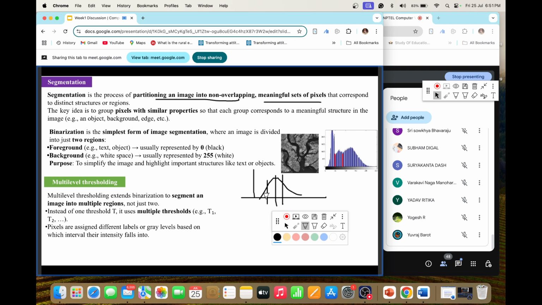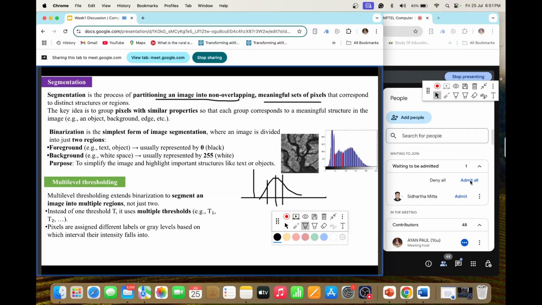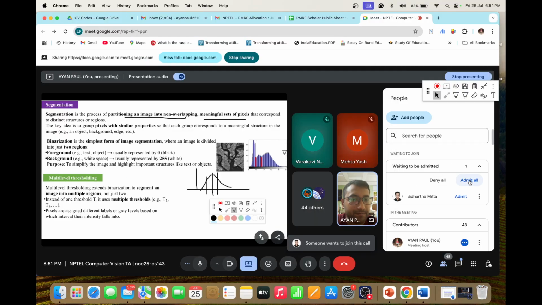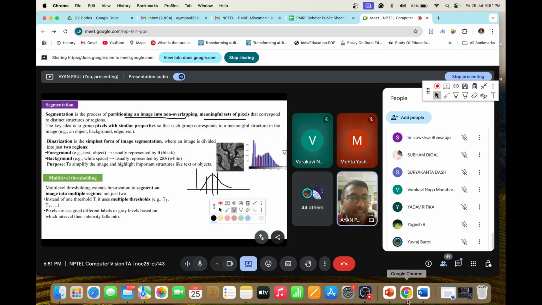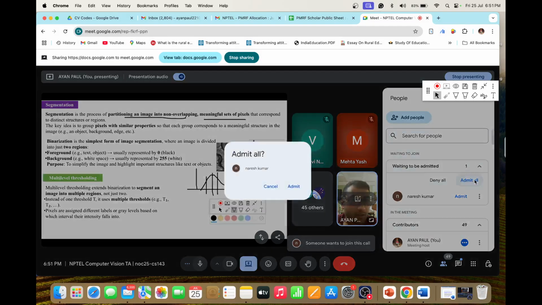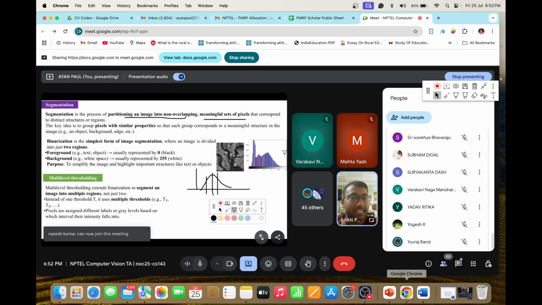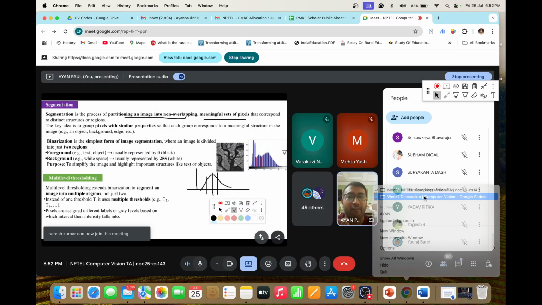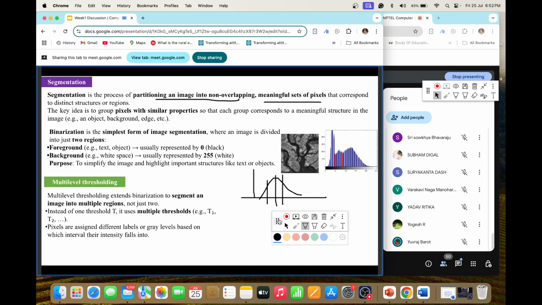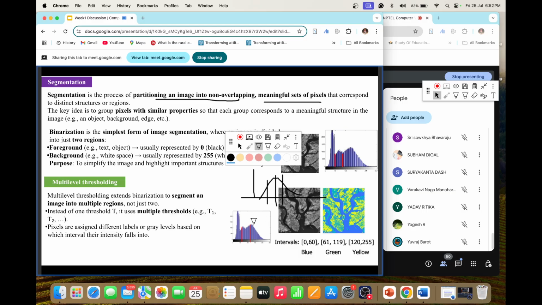By that we can extract these meaningful sets of pixels. That is known as multi-level thresholding. Segmentation is also known as this multi-level thresholding. An example will make it much clearer.